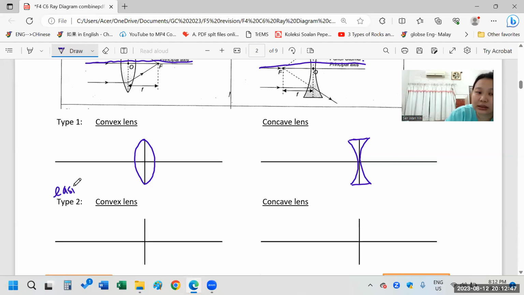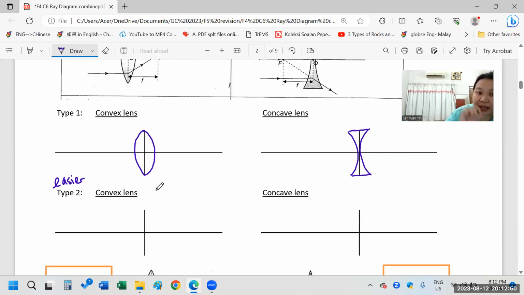So this is the easier way. For convex lens, we just draw a close bracket on the pole. Remember, this is a pole. This is the principal axis. For concave lens, you just need to draw the open bracket. This one close bracket, this one open bracket.